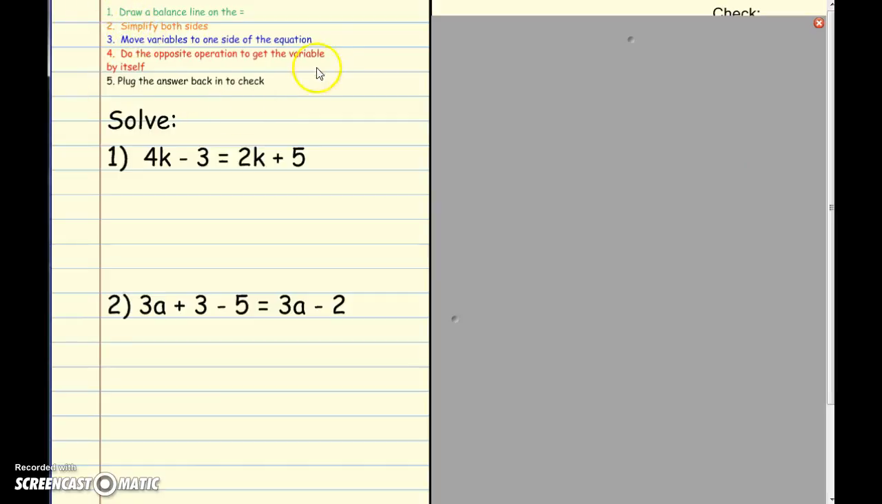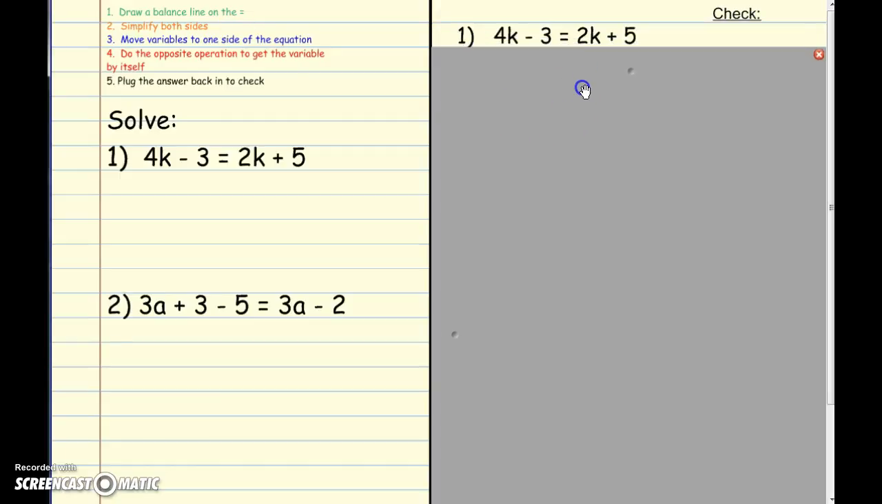Again, here are those 5-step reminders that we had with the previous lesson. No need to rewrite these all, but maybe you should have your other notes out handy to remind you of those 5 steps. So let's look at our first equation: 4k minus 3 equals 2k plus 5. So we're going to write that out.